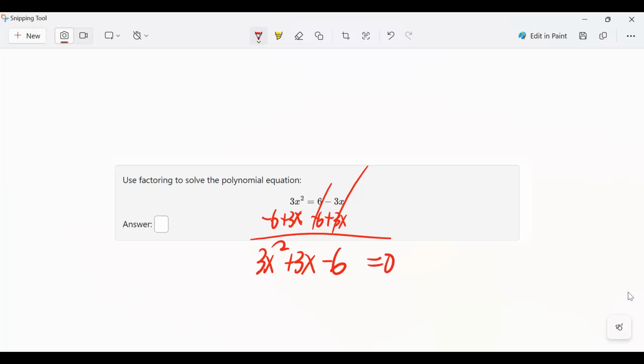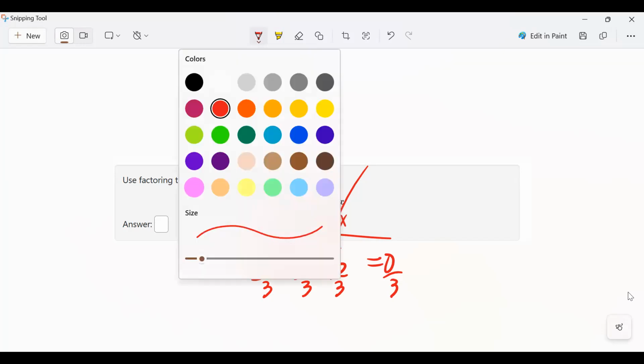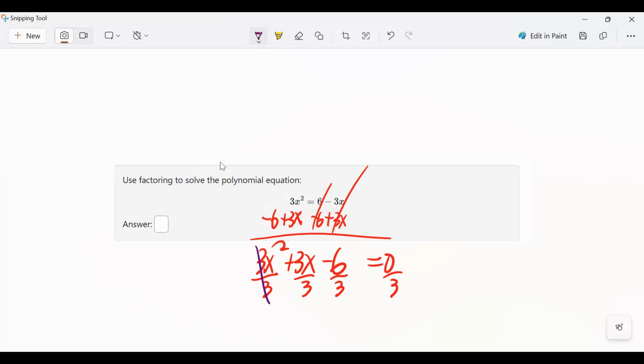Here you can factor right away, but it's easier if you just divide everything by 3 and get rid of the common factors, because I noticed that everything is divisible by 3. So cancel 3 here. 6 over 3 becomes minus 2. So x squared plus x minus 2 equals 0.